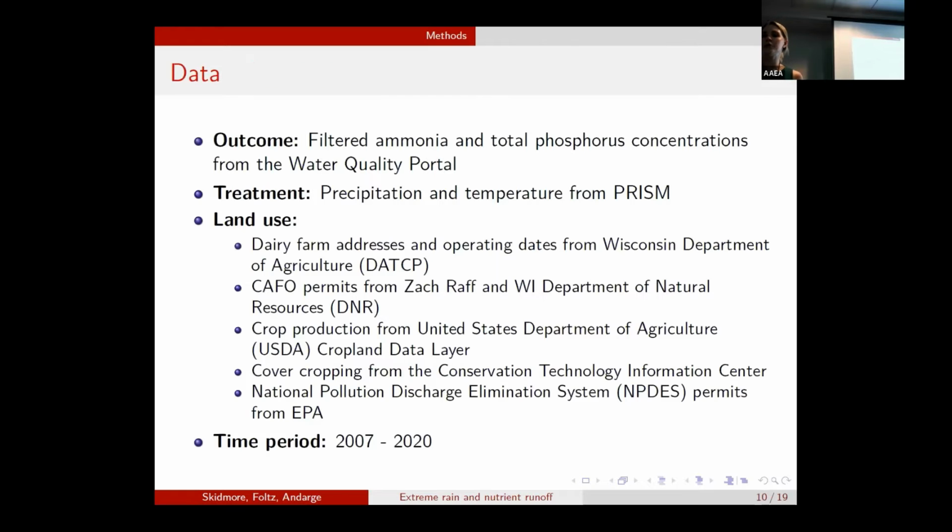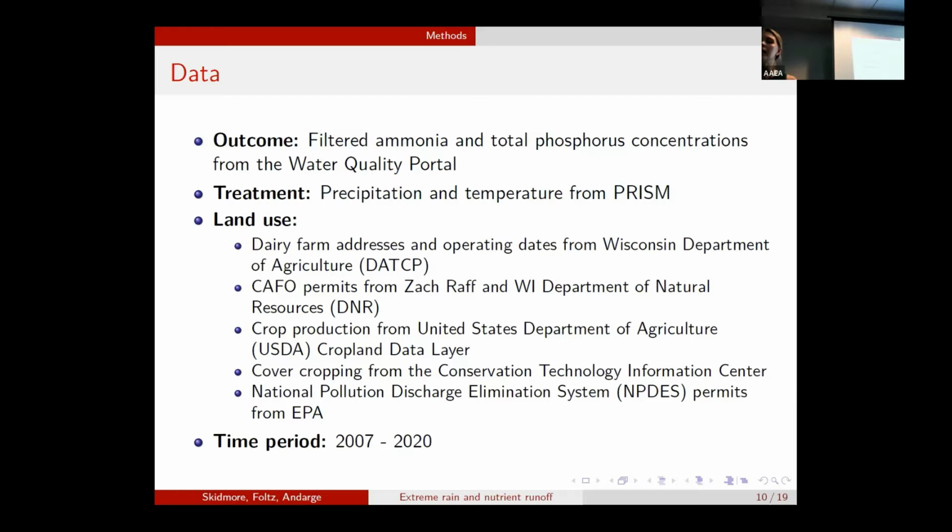So how will we do this? We bring together a host of data sources. Our outcome data comes from the Water Quality Portal, which, if you're not familiar with it, is a fantastic resource. We are going to look at all of the surface water quality readings, and we're looking at filtered ammonia as a proxy for nitrogen. It's an imperfect proxy, but there's just very few nitrogen readings, unfortunately. And we'll also look at total phosphorus concentrations.